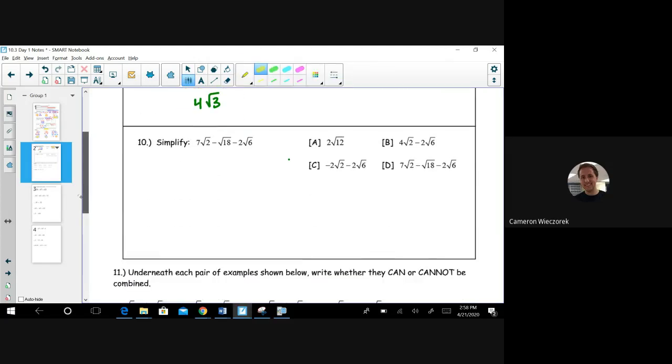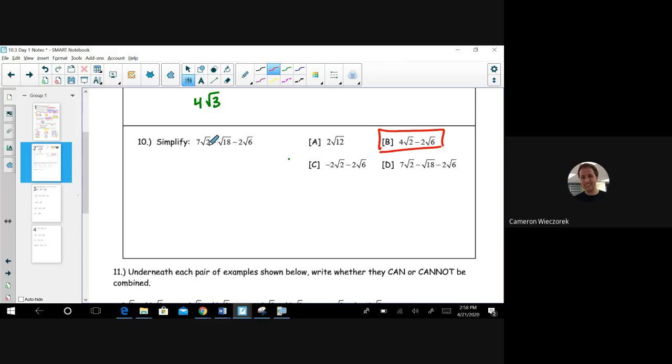Number 10, you should have gotten B as well. Lots of B's today. So again, if you already got B and you don't need to see the explanation, feel free to click forward a little bit and move on through the video. If you did not get B, take a look at how we approach this one.